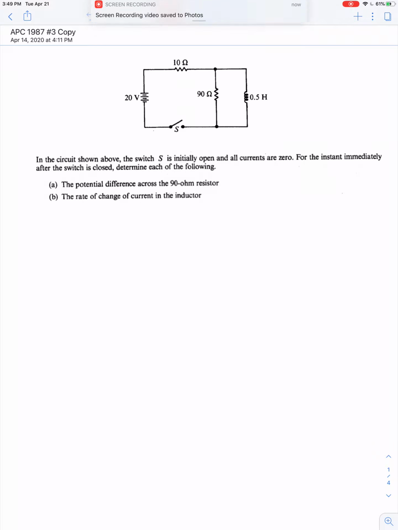Well, here's a problem taken from an AP exam. This is from the year 1987. It's problem number 3 from the Electricity and Magnetism AP Level C exam. And it's a circuit that combines resistors with an inductor.